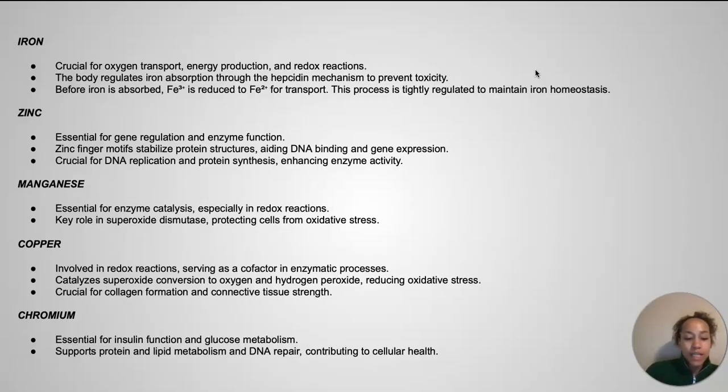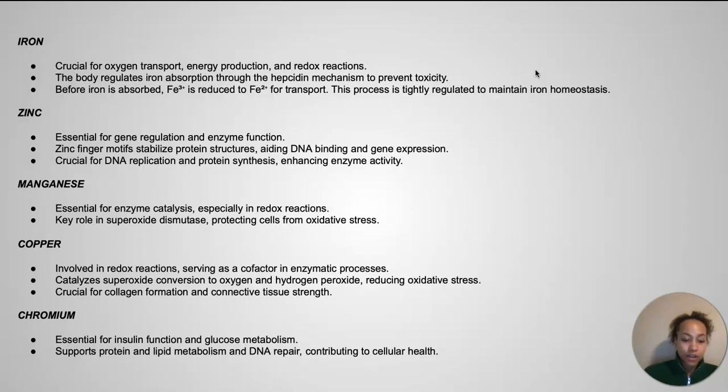With manganese, manganese is essential for enzyme catalysis, particularly in oxidation reduction reactions, where it facilitates electron transfer. It plays a key role in superoxide dismutase, or SOD, which is an enzyme that breaks down reactive oxygen species, or ROS, to protect cells from oxidative stress. Superoxide dismutase works by turning harmful molecules called superoxide radicals into safer ones, like hydrogen peroxide and oxygen.